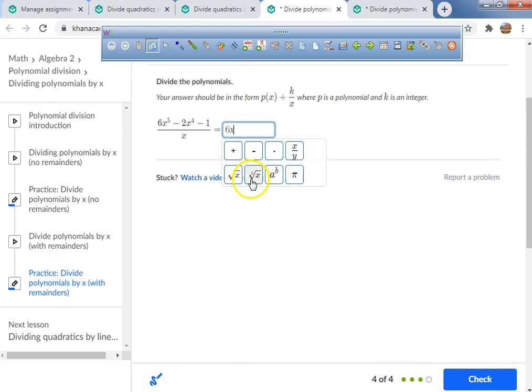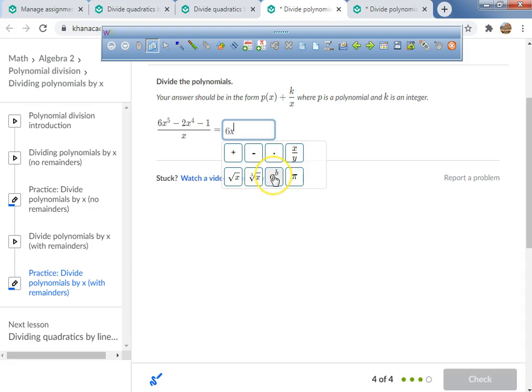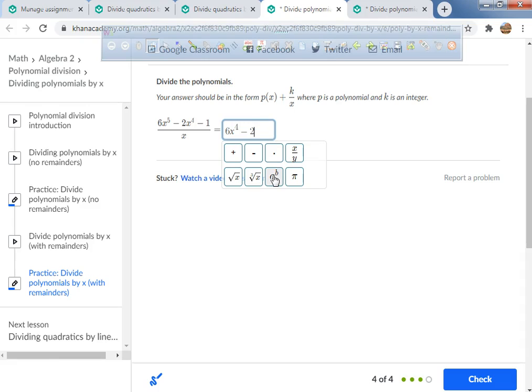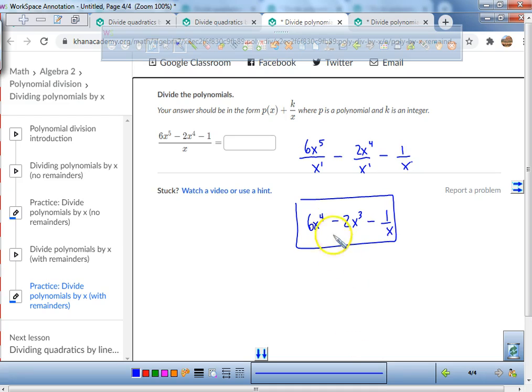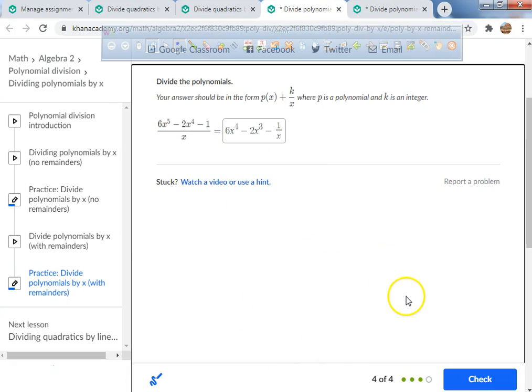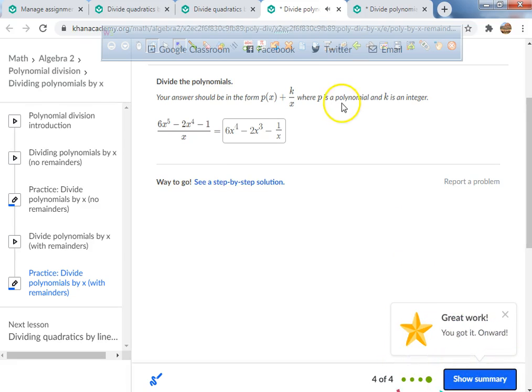6x to the power 4. Then we got minus 2x cubed, so to the power of 3. Then I'm going to put minus 1 over x. Oh, I'll make that little fraction. Minus 1 over x. All right, so all I'm doing is putting this into that box. Okay? All right, we're done with that one.